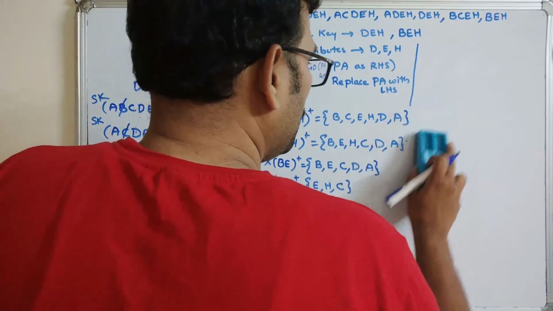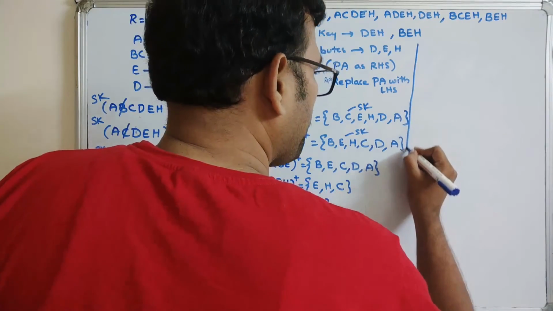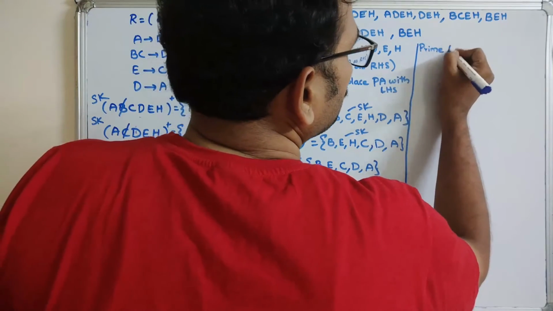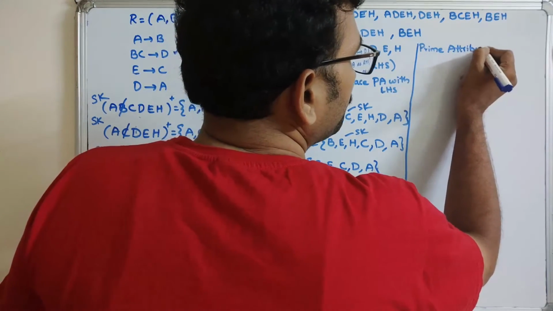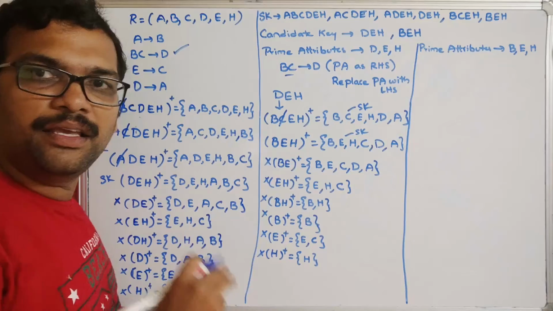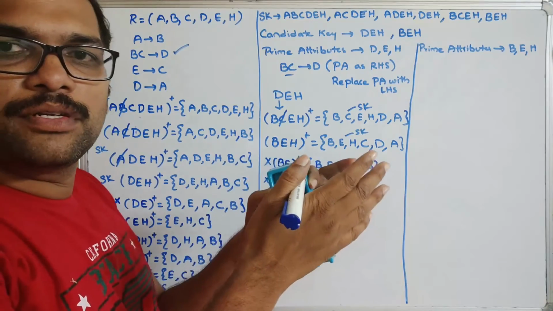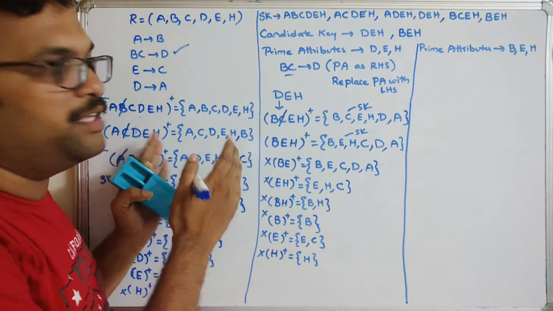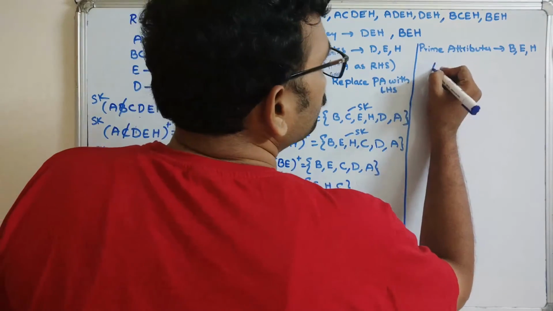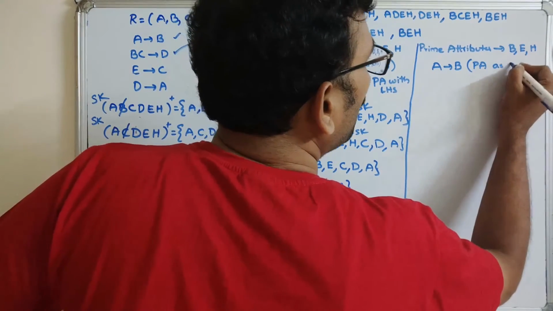I'll erase this one. I will write this one. So here I'll write this is a super key and this is also a super key. Now, here the prime attributes. What are the prime attributes? B, E, and H. B, E and H. Now what we have to do? We have to check whether any one of the prime attributes are in the RHS of any one of the functional dependencies. So B, E, H. So you can observe here the first functional dependency. Yes. So A tends to B. So here the prime attribute is in the RHS.